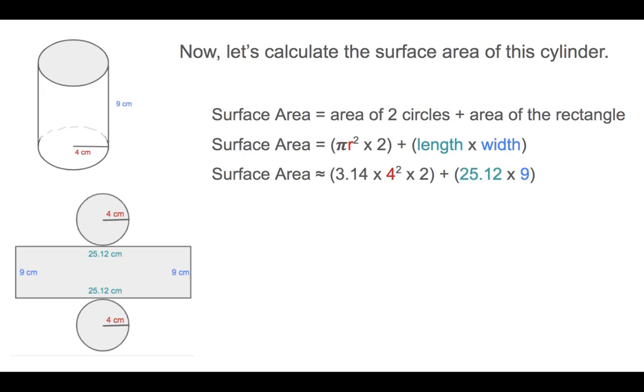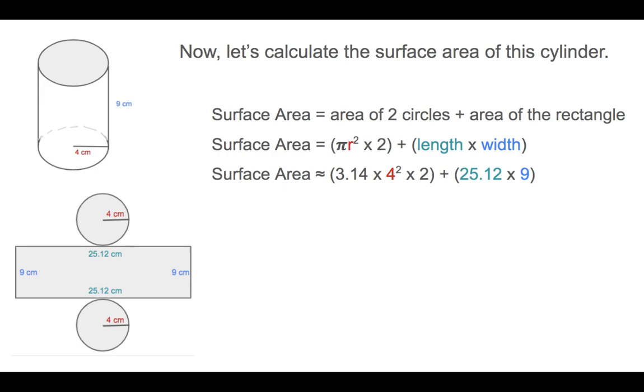Now we're going to replace our variables with numbers. So pi is 3.14, and then r is 4, that's the radius squared, and then we're multiplying it by 2, again, because there's 2 circles. The length is 25.12, and the width is 9.